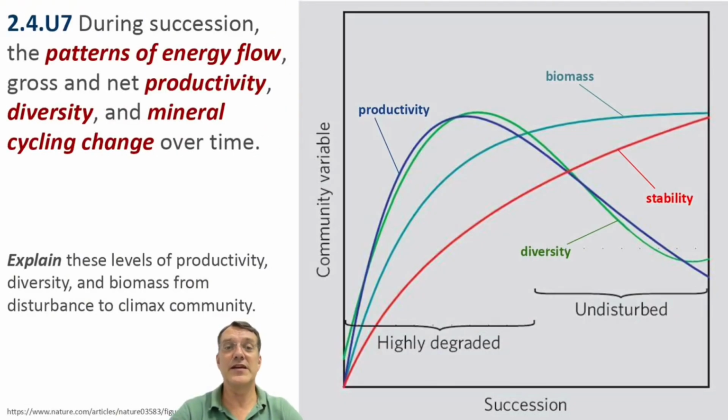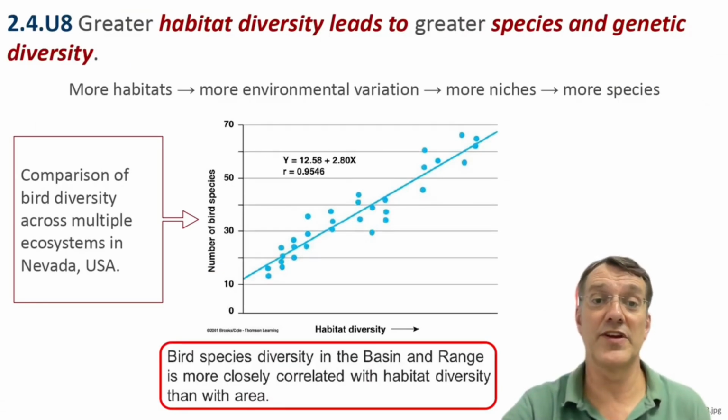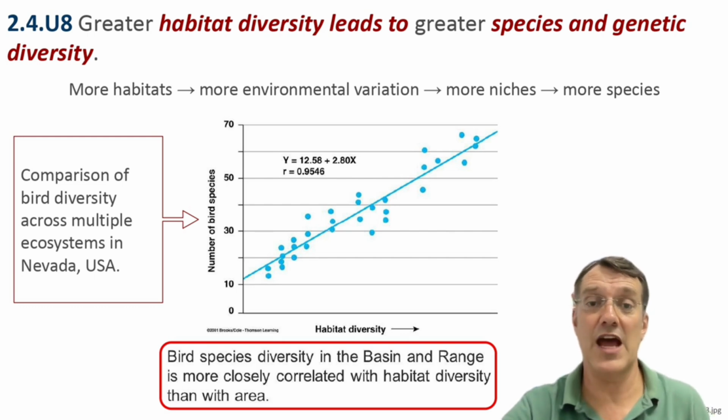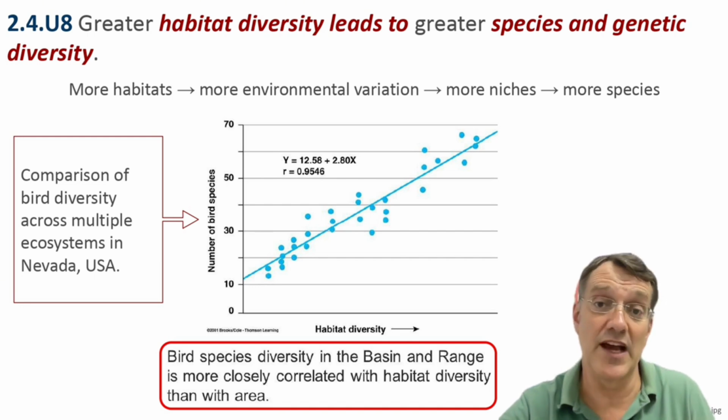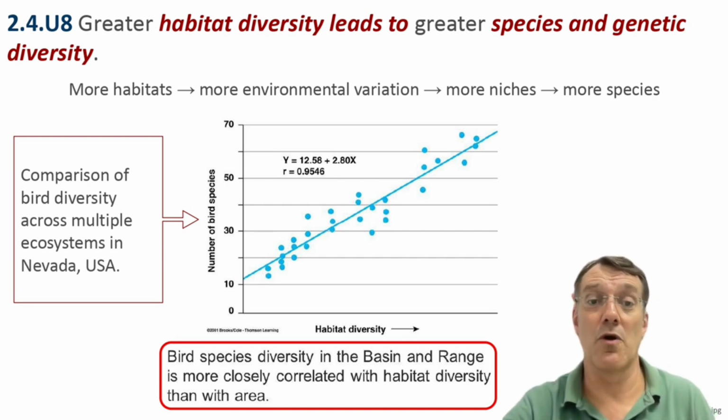During succession, several ecosystem properties change predictably. This graph shows how productivity, biomass, stability, and diversity all change over time following a disturbance. Note that productivity peaks relatively early in succession, while stability continues to increase throughout the process. Greater habitat diversity leads to greater species and genetic diversity. This relationship occurs because more diverse habitats provide more environmental niches, and those can support more specialized species. The graph shows a strong positive correlation between habitat diversity and bird species diversity found in Nevada.